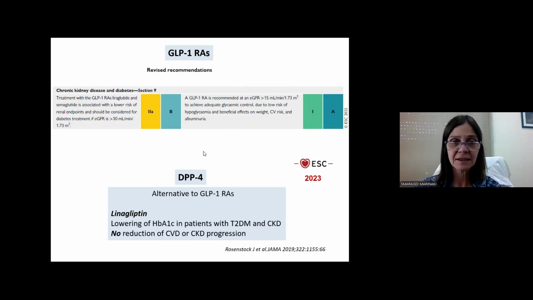An alternative to the GLP-1 is the DPP-4. There are small trials. There is one trial with linagliptin that indeed showed lowering of glycated hemoglobin in patients with diabetes and CKD, but it had no effect on reduction of cardiovascular or CKD endpoints or CKD progression.